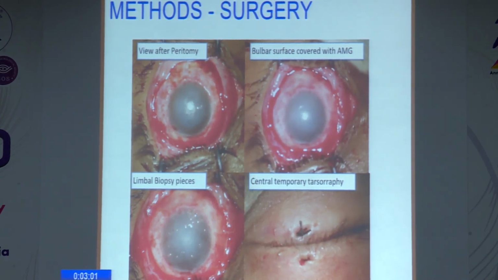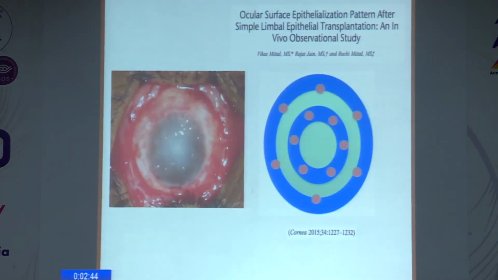Then the bulbar surface is covered with the amniotic membrane, which is sutureless, using Baxter's glue, no financial interest. Then the limbal biopsy pieces are cut into around 12 to 14 smaller pieces and distributed all over the ocular surface. And a central complete temporary tarsorrhaphy is done for about 2 weeks. The arrangement of these cells has been described by our group earlier.